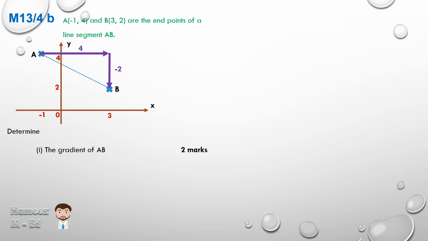To calculate the gradient of AB, gradient is normally represented by the letter m. So m of AB is equal to change in y over change in x. From our sketch, that is minus 2 over 4. We can cancel: 2 into 2 is 1, 2 into 4 is 2. So the gradient of AB is minus a half.